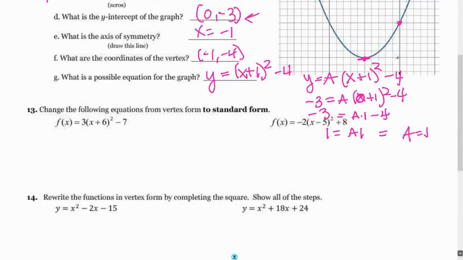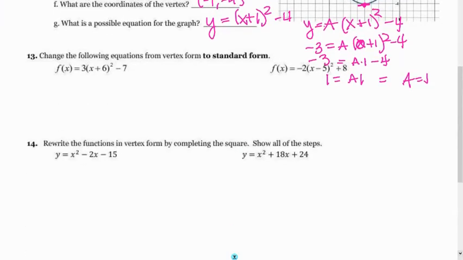All right. Convert from standard to vertex, or vertex to standard. This is not something we really talked about, but something that I think you should be able to do based on the factoring unit and the unit before where we talked about polynomials.